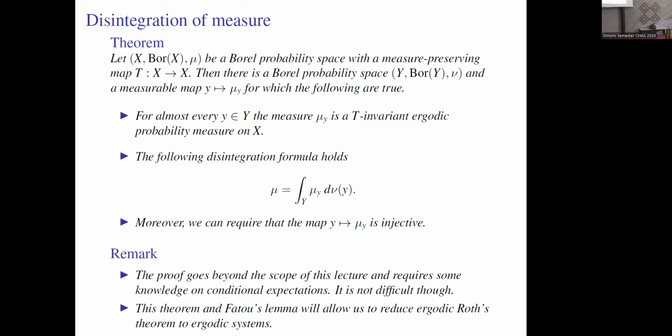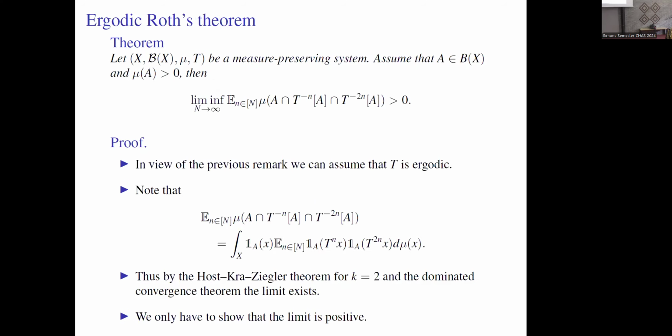So we skip the proof. This is not very difficult. It requires some knowledge of martingales and conditional expectation. We can think that this is a certain conditional expectation, in fact some sort of random Radon-Nikodym derivative, if you like. But let's assume this is a black box. A nice exposition of this is in the literature. And let's try to see how this can be used to provide an ergodic proof of Roth's theorem.